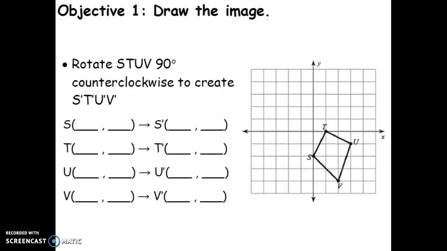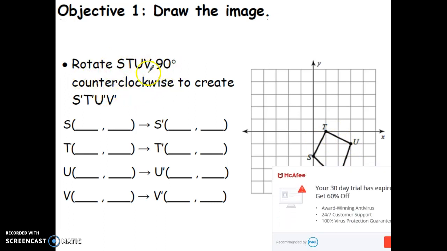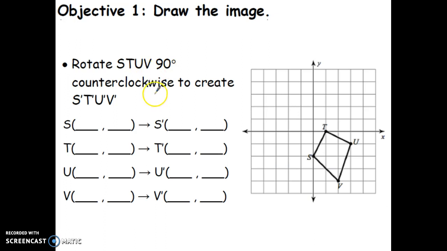Okay, the first objective that we will discuss is drawing the image. So here we are given a pre-image and we are given our actual transformation, which is a 90-degree rotation counterclockwise. And what we will need to do is draw our image. In order to do that, we must first identify the ordered pairs for the pre-image. So the ordered pair for S is (0, -2), T is (1, 0), U is (3, -1), and then V is (2, -4).